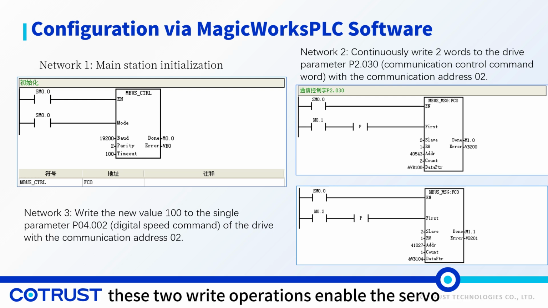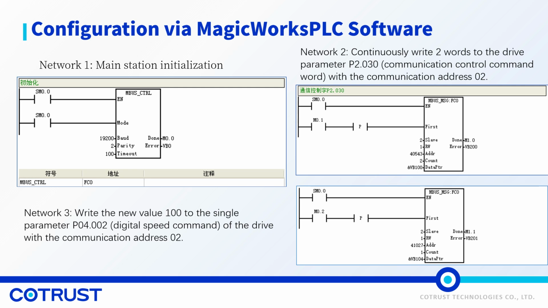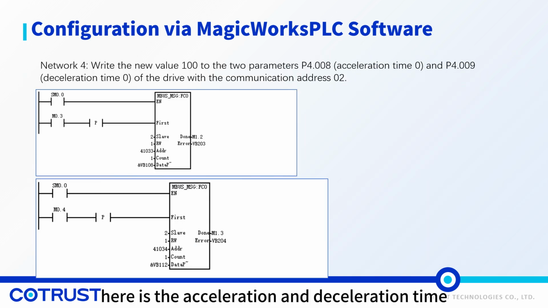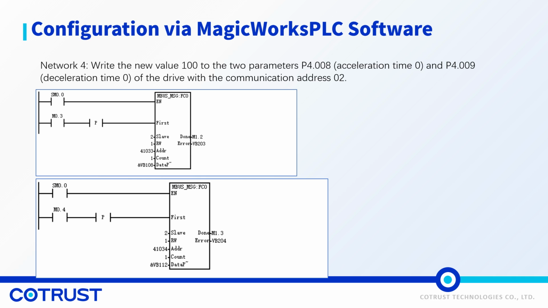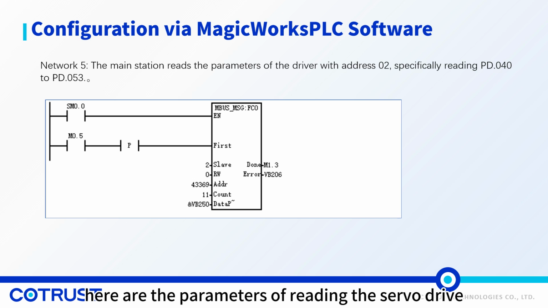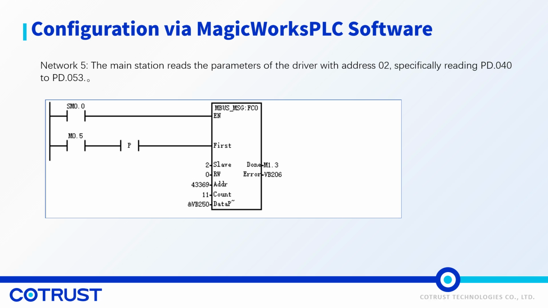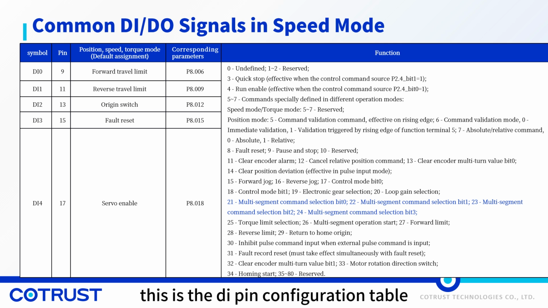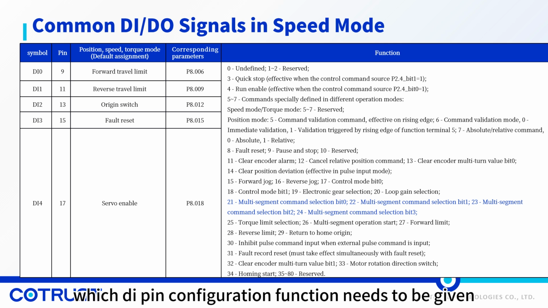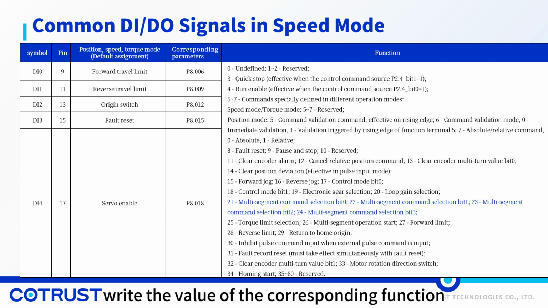These two write operations enable the servo and write the given speed to the servo. Here is the acceleration and deceleration time written to the drive. Here are the parameters of reading the servo drive. This is the DI pin configuration table, which shows the DI configuration function that needs to be given. Write the value of the corresponding function to the parameter address, corresponding to the corresponding DI.